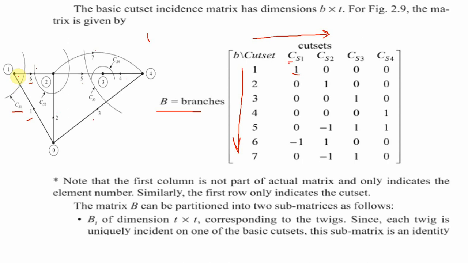Now next, 6. So branch number 6 is outgoing from the cut set number C1. So that is minus 1. So simple logic: those that are incoming towards the cut set are positive 1, and those that are outgoing from the cut set are minus 1.